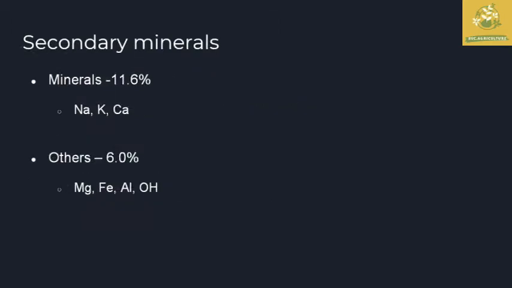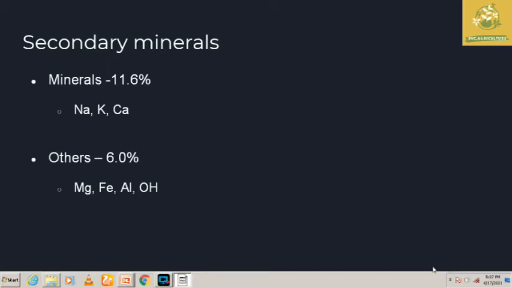And after that, the secondary minerals, which are the minerals other than the primary minerals. They constitute about 11.6% of the whole environment as well as the earth. The minerals are sodium, potassium, calcium, and some other non-metallic minerals, which constitute around 6% in the environment. They are magnesium, iron, aluminum, and oxide. So this is how the secondary minerals are classified.